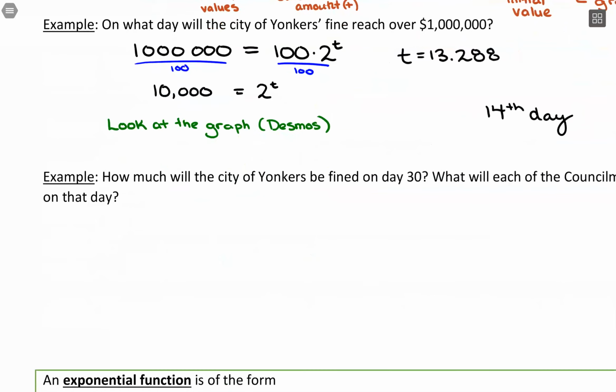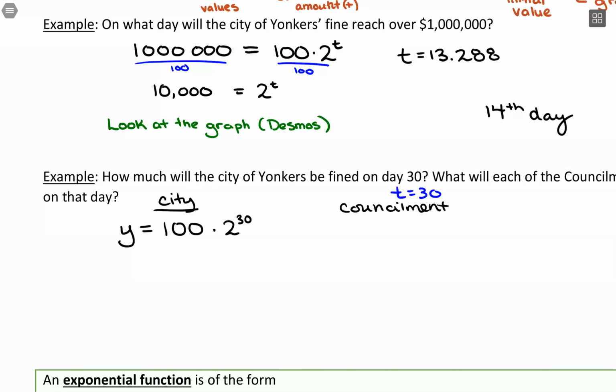So, how much will the city of Yonkers be fined on day 30? With this, we're just plugging in t equals 30. So we're going to take y equals 100 times 2 to the 30th power. Now this is where, plugging in 30 into a linear equation, which we'll do for the councilman. So this is for the city, and then for the councilman, plugging into the linear, y equals 500 plus 500 times 30.